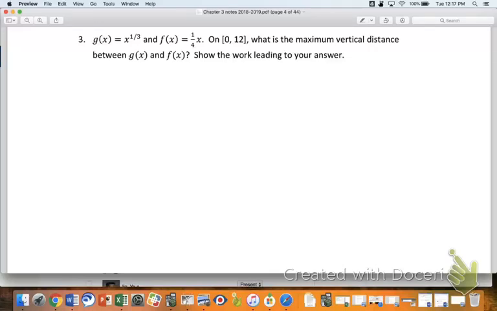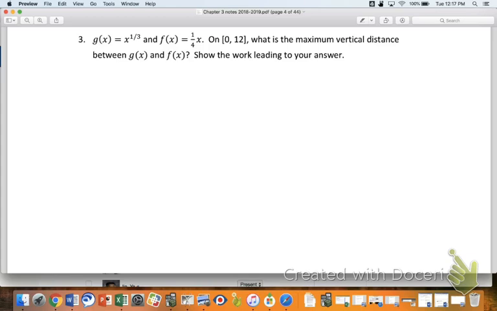Then once we are kind of rolling with this, I'm going to let you guys see if you can remember a little bit about this and see if you can complete this on your own. So let's read this together. It says g of x equals x to the 1/3, f of x equals 1/4 x. On the interval from 0 to 12, what is the maximum vertical distance between g of x and f of x?